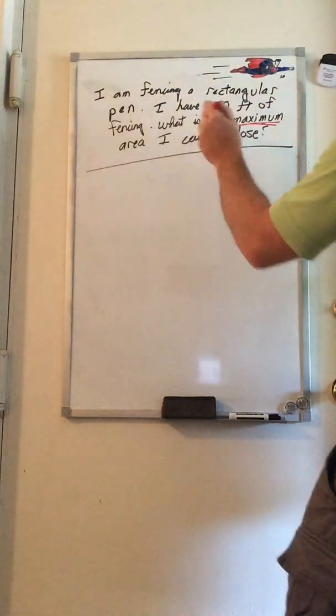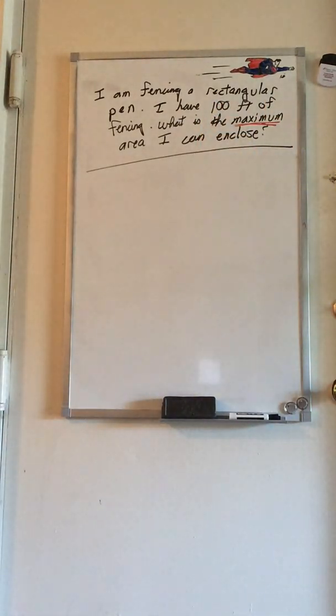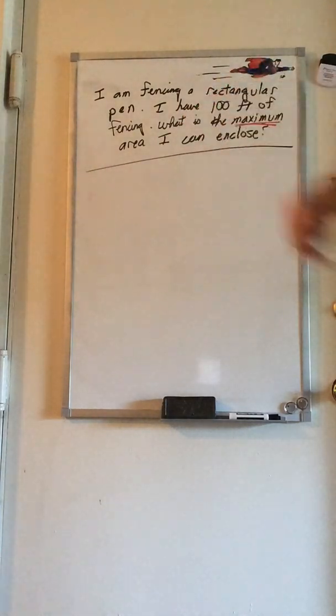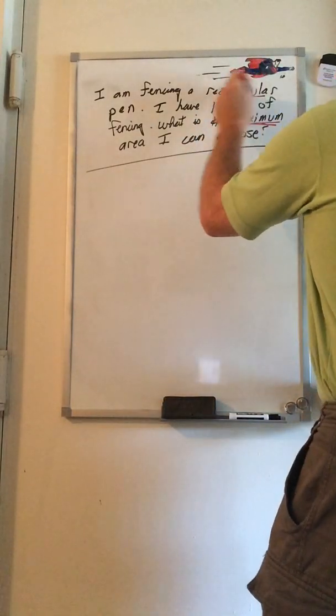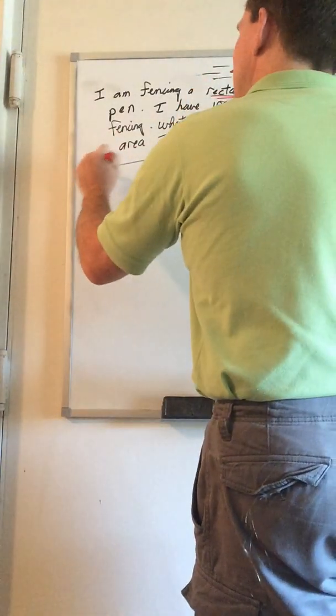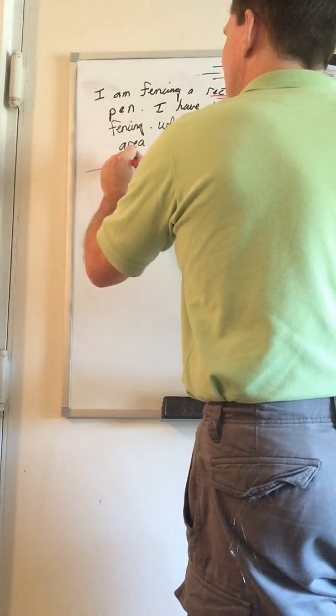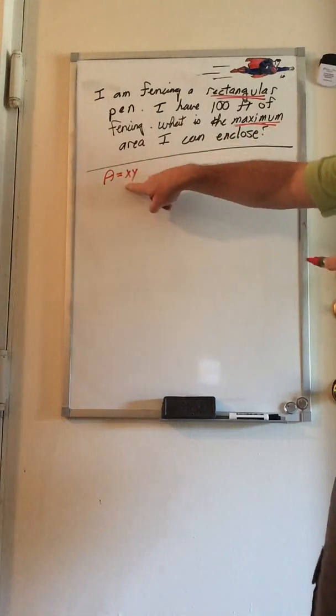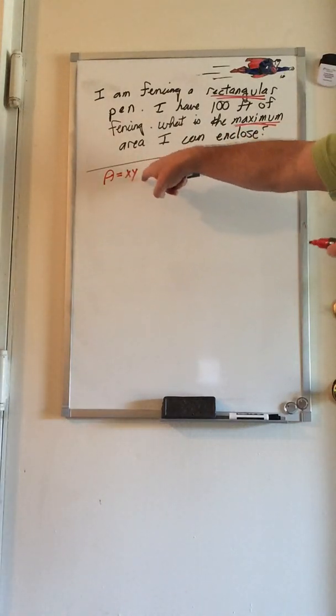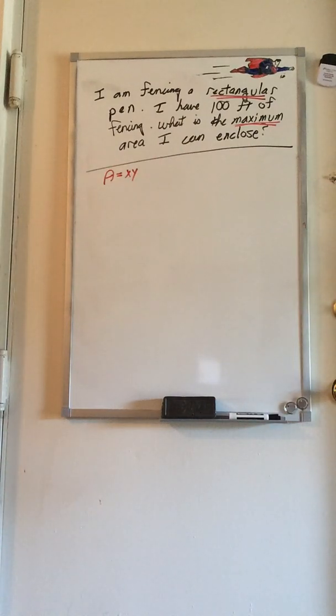I'm told to find the maximum, which means I'm doing optimization, which means I need some function to optimize. What is the maximum area I can enclose? So I care about area, and this is a rectangular pen, so the area is easy. Length times width, or x times y. Use whatever letters you want, it doesn't matter. But then the problem is, we said there's two variables here. Y is not a function, they're both variables. In order to solve it, I need to write it in terms of one variable.